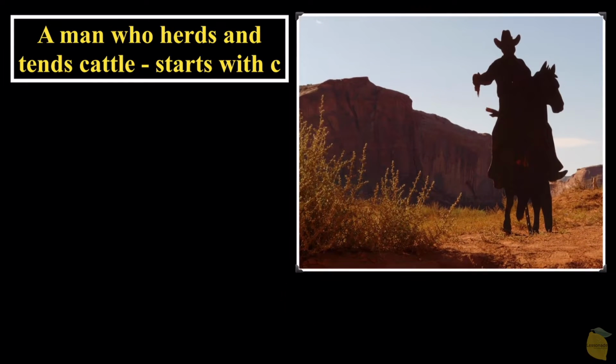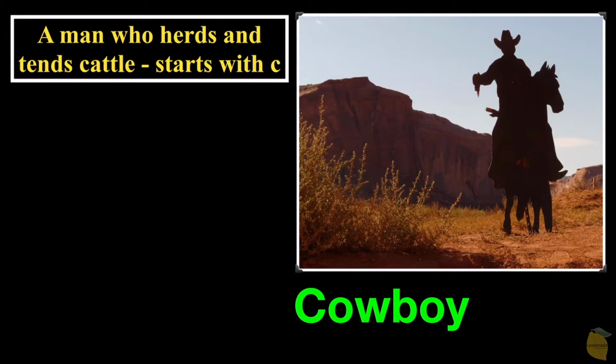A man who herds and tends cattle starts with C, as you guys could probably guess by the picture and probably guess by the hat. The word is obviously cowboy. So well done for learning your first 30 vocabulary right. Now we only have 20 more to go.